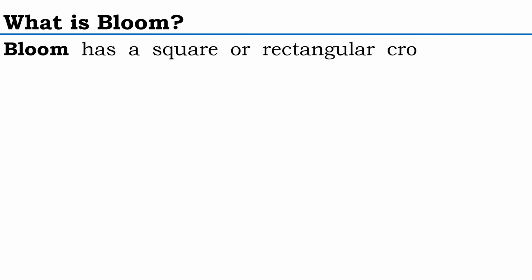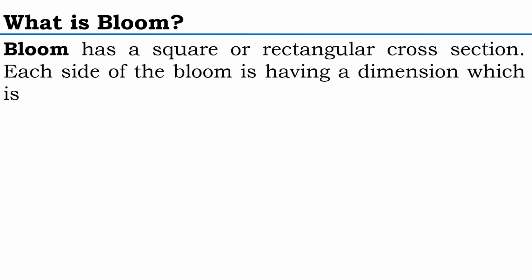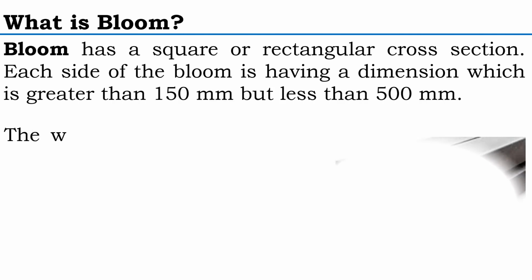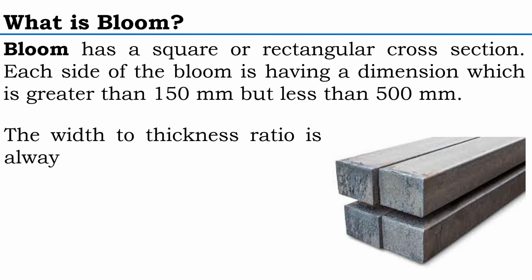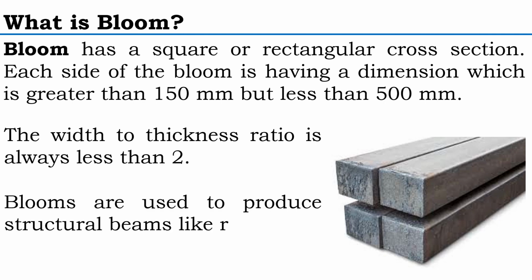What is bloom? Bloom has a square or rectangular cross-section. Each side of the bloom is having a dimension which is greater than 150 mm, but less than 500 mm. The width to thickness ratio is always less than 2. Blooms are used to produce structural beams like rails.